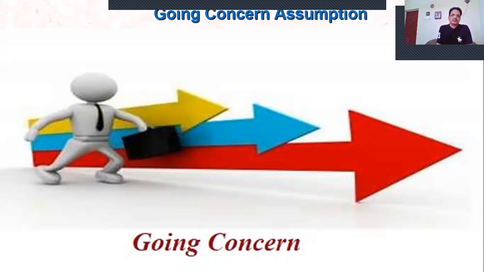So this is one assumption. All these assumptions, or what you call concepts or principles, you have to follow. You cannot think of the 3,000 figure, and that comparison should not be there. This is a very important concept in accounting. It's called the going concern concept.